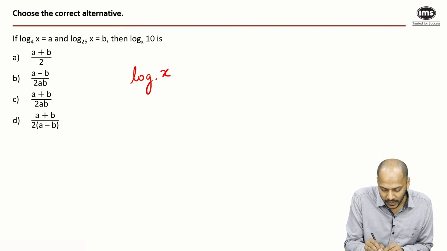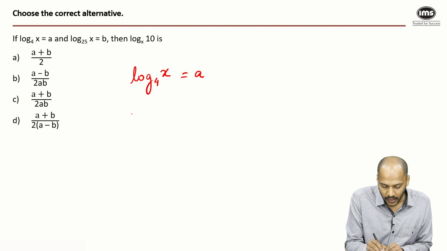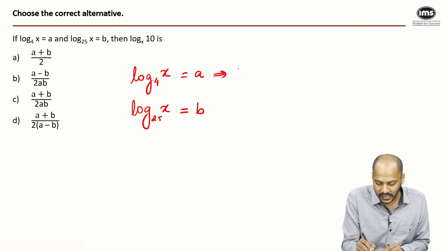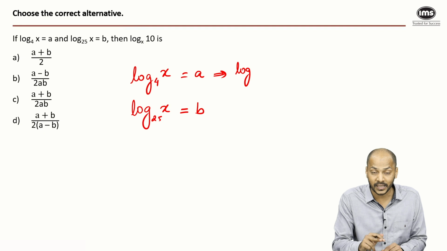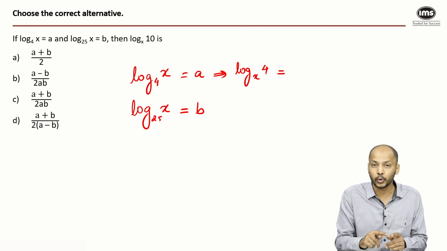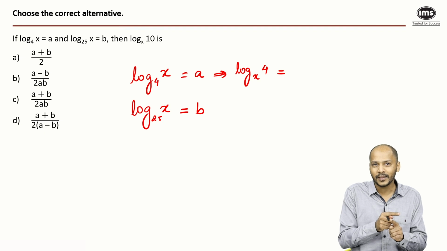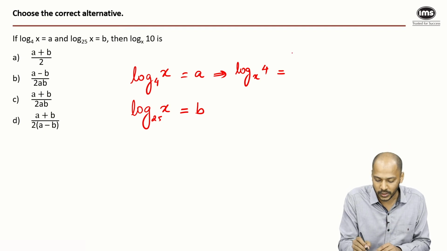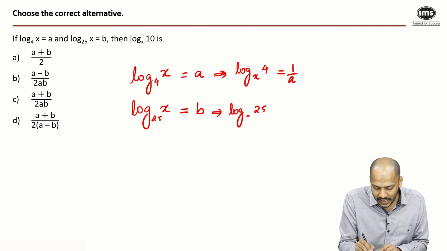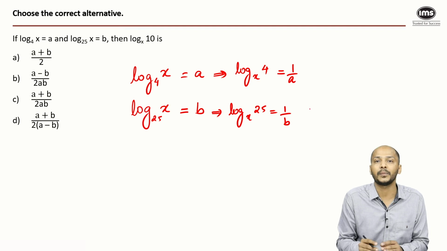So log of x to the base 4 is equal to a, and log of x to the base 25 would be equal to b. I realize that if I take the reciprocal, if I change the base and the number, this would become log of 4 to the base x, and whenever you interchange the number and the base, the value becomes reciprocal, so this would be equal to 1 by a. Similarly, using the same property, log of 25 to the base x would be equal to 1 by b.